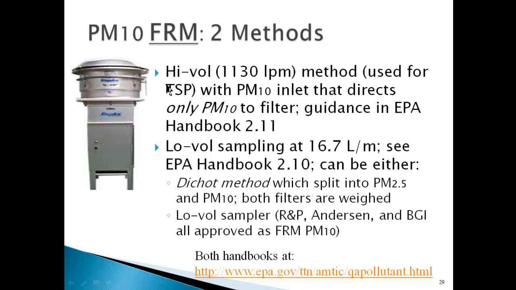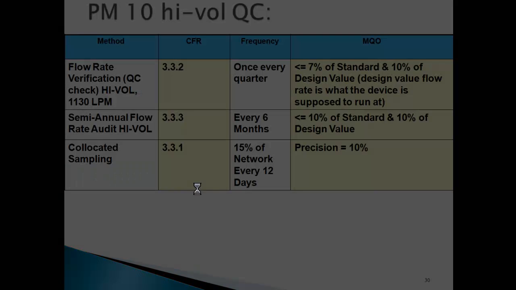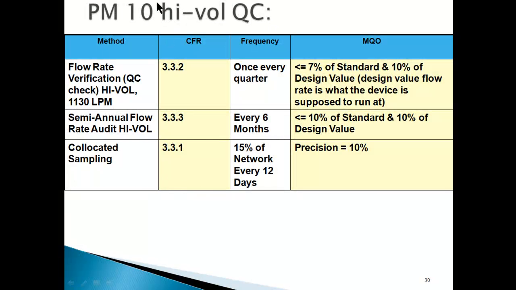EPA, if people are still monitoring for total suspended particulates, that's how this method got started. And you use a PM10 inlet that directs only PM10 to the filter. EPA has a really nice handbook, 2.11, and that's available as well as another handbook for low vol sampling at 16.7 liters per minute. These are available at this website here. So for PM10, there are 2 categories of methods.